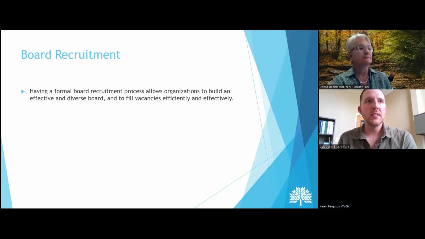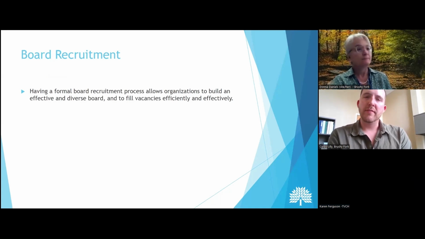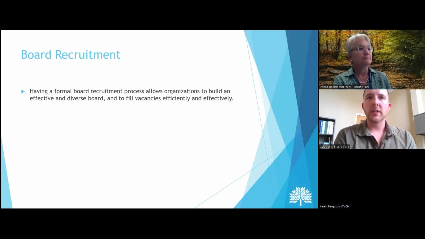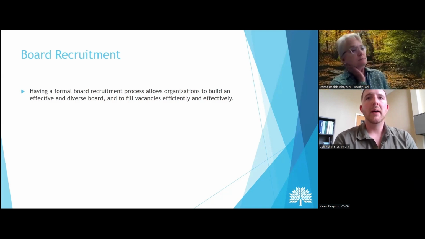So we're going to transition here away from the board development plan into more detail about recruitment. Having a formal board recruitment process allows organizations to build an effective, skillful, and diverse board and to fill vacancies efficiently and effectively. To achieve best results, start by defining your recruitment goals, so be clear in your objectives. Analyze the present composition of your board. A board profile can help you determine the specific skills and qualities that would benefit your board. Balance hard and soft skills.